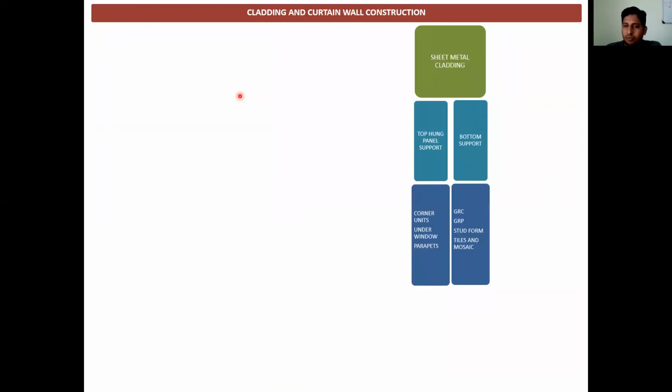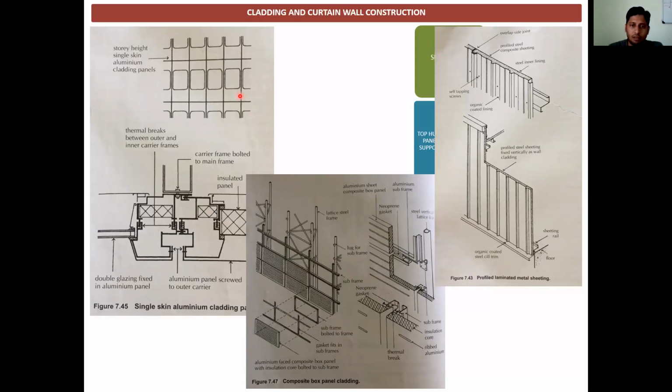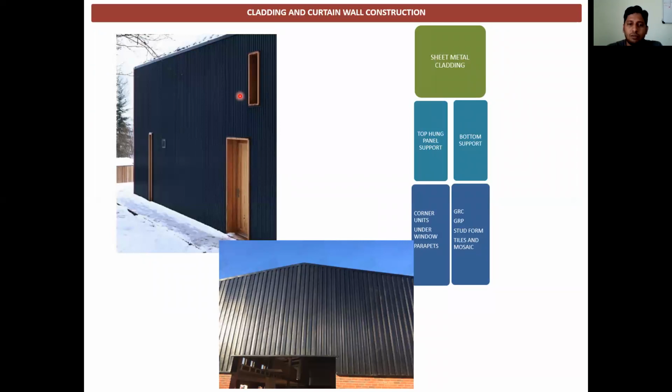So if it is GRC, some construction techniques are different. If it is a stud form, construction techniques are different. If it is a parapet, if it is a top hung system, then construction systems are different. In our region, you may have seen this kind of warehouse structure, godown structures, but in very few projects, which is a residential project, those are made up in sheet metal.